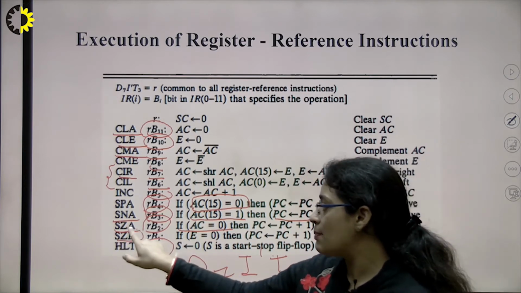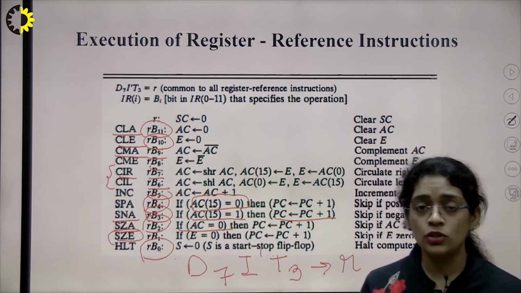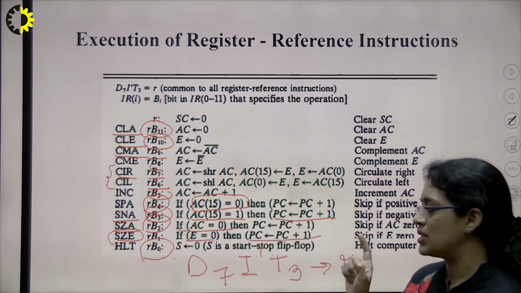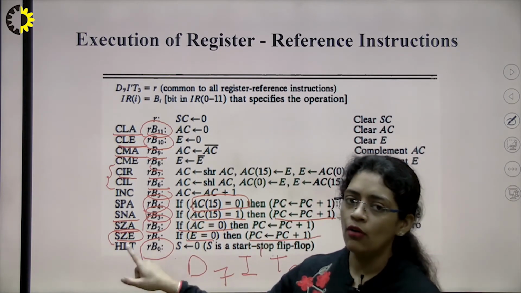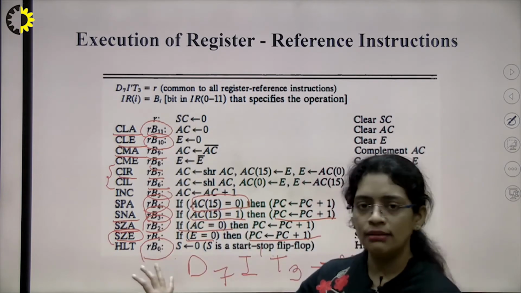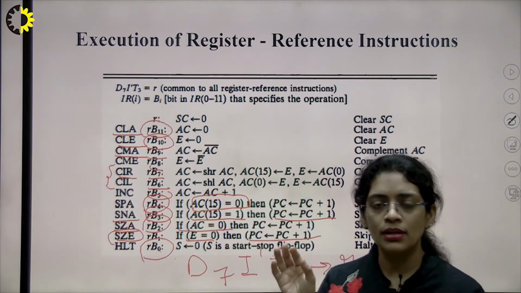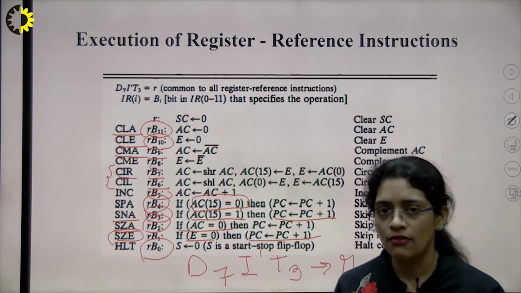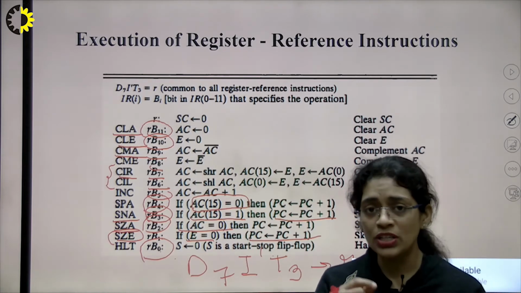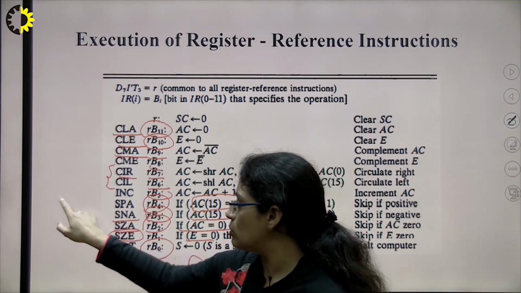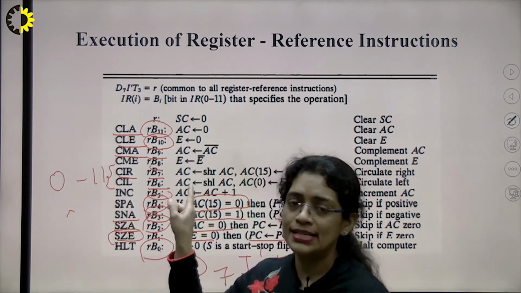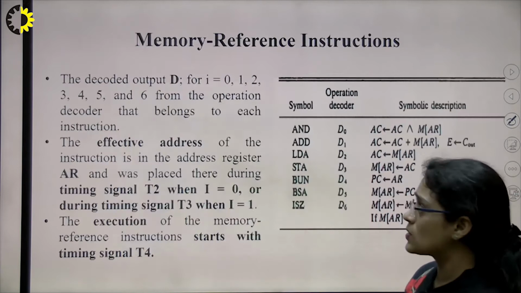Next, skip if E is 0. That means we are going to check the value of E. If it is 0, then PC is incremented. Now B0 is for halt, so we just want to halt the computer. Here we have a list of the possible register reference instructions, which are identified with the bit number. Whichever bit out of 0 to 11 is 1 tells us the exact operation. So this is register reference.